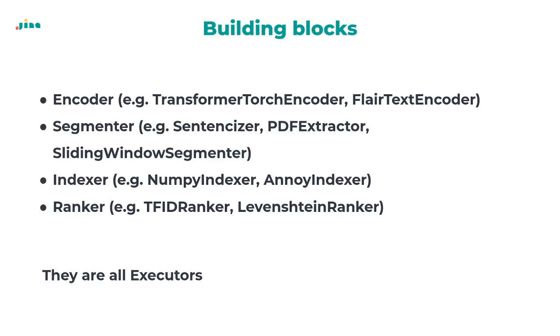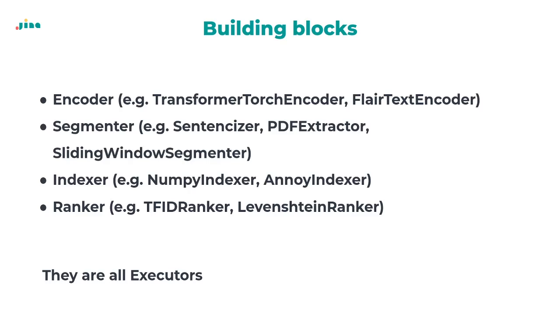Now we saw these different building blocks. For example, we saw an encoder, which we can use to get the embeddings out of the raw information. We support, for example, the transformer torch encoder or Flair text encoder, if anyone has already heard of Flair. We also have segmenters, which split down our input data. We have a synthesizer, but we also have segmenters like the PDF extractor, where afterwards you get the text and the images of a PDF. Or you could think of things like a sliding window segmenter, when you have lyrics and you always want to index three lyric lines in a row.